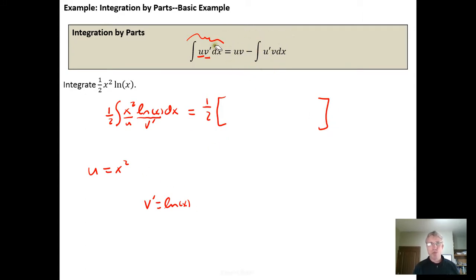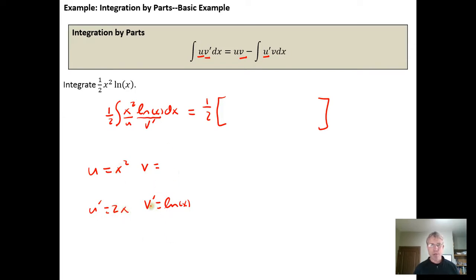So to do the right-hand side of this formula, we need to know a couple things. We need to know what v is. We know v prime is being represented by the natural log of x, but we need to know what v is. And we also need to know what u prime is. Here we're letting u be x squared, so u prime we know. The derivative of x squared is just 2x.